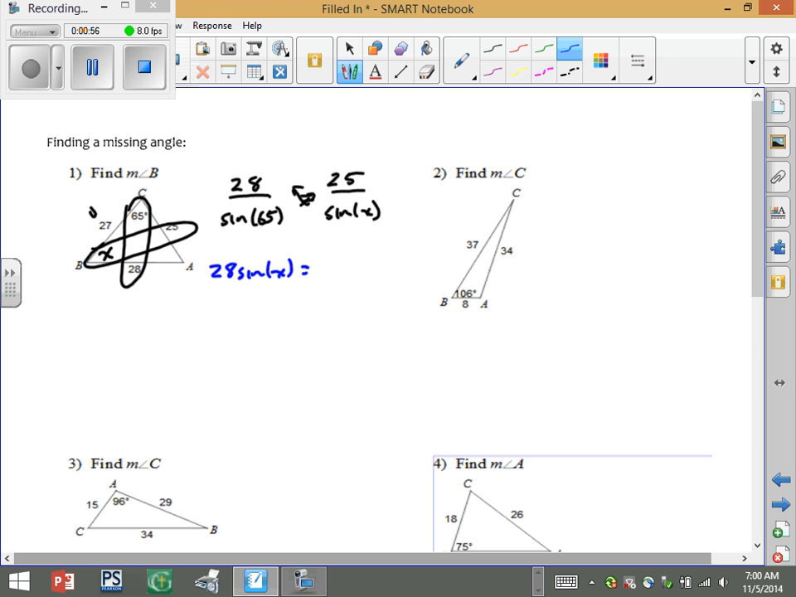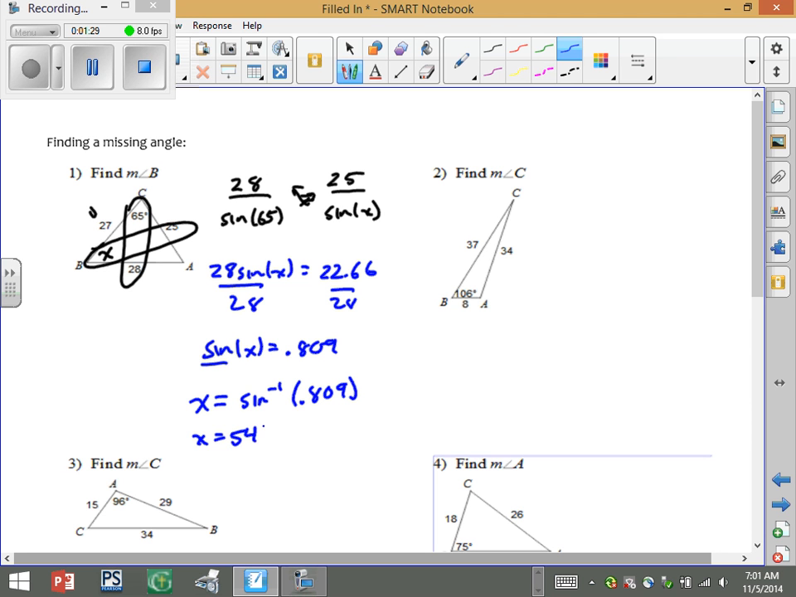Make sure you're in degree mode. So that equals 22.66. We'll divide both sides by 28, and now we're left with sine of x equals 0.809. This is where you have to be very careful. We have to undo the sine, and to do that we hit second sine, sine inverse, sine to the -1, or arcsine if you've got your Desmos. So our final answer is x equals 54 degrees.